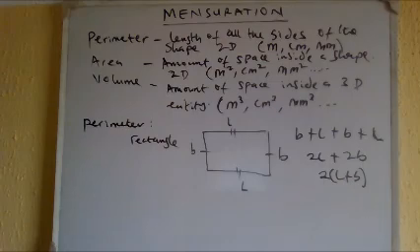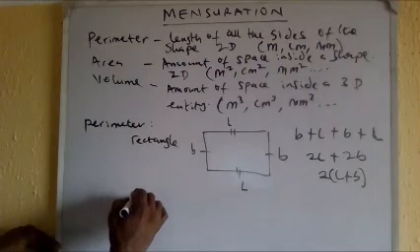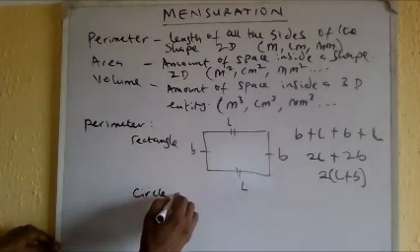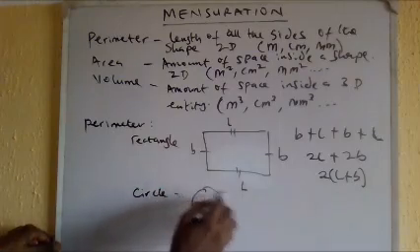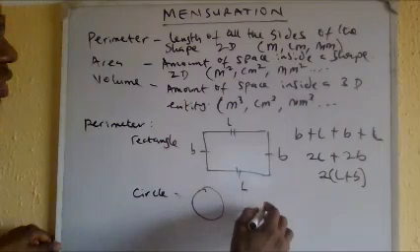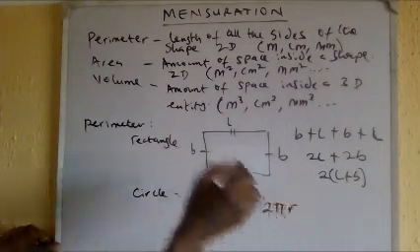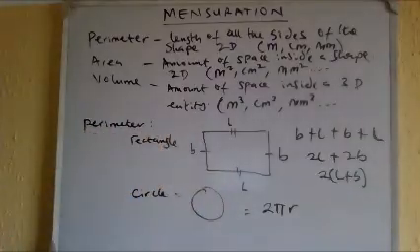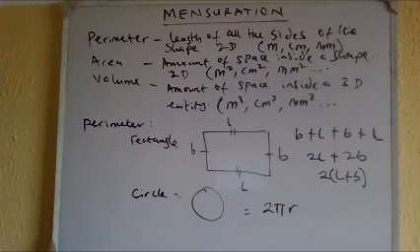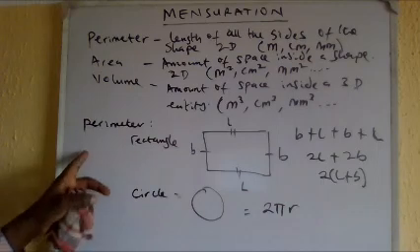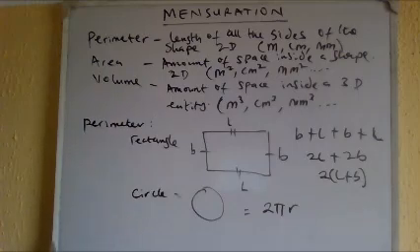I can also get the perimeter of a cylinder. Sorry, of a circle. Cylinder is 3D. We can also get the perimeter of a circle. This is a circle. The formula is 2 pi r. That's the whole length of the circle. We can either call it the perimeter of the circle or the circumference of the circle.